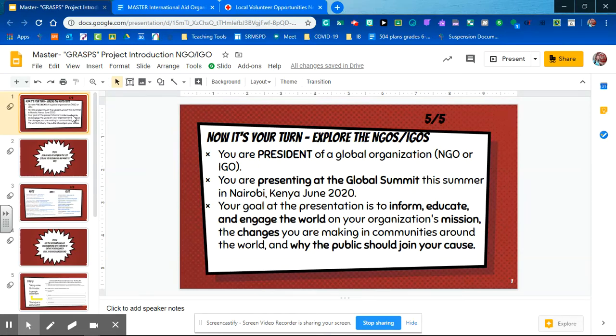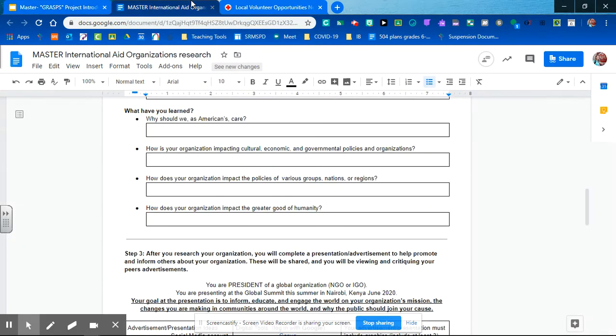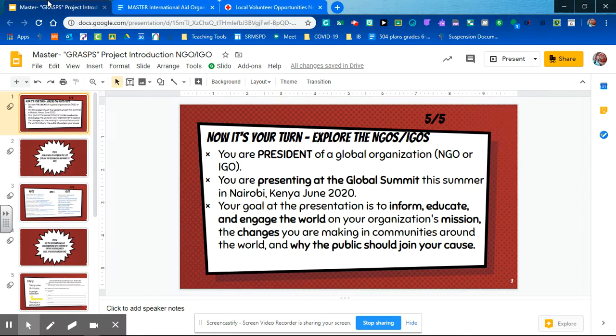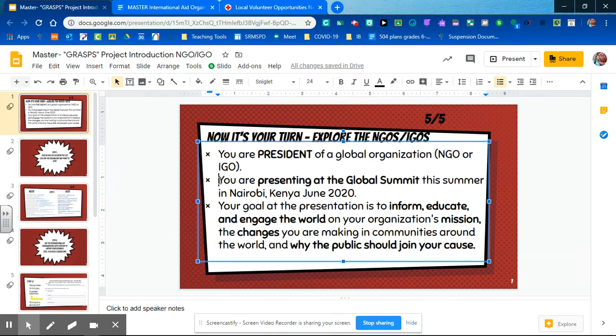All right, boys and girls, here is the explanation for your final project, Unit 4, looking at IGOs and NGOs throughout the world. On Google Classroom, you should see an assignment that has two attachments. One is this Google Slide, and the other is the note catcher. You have been learning about non-governmental organizations and intergovernmental organizations, and you are going to be president of one of those organizations.